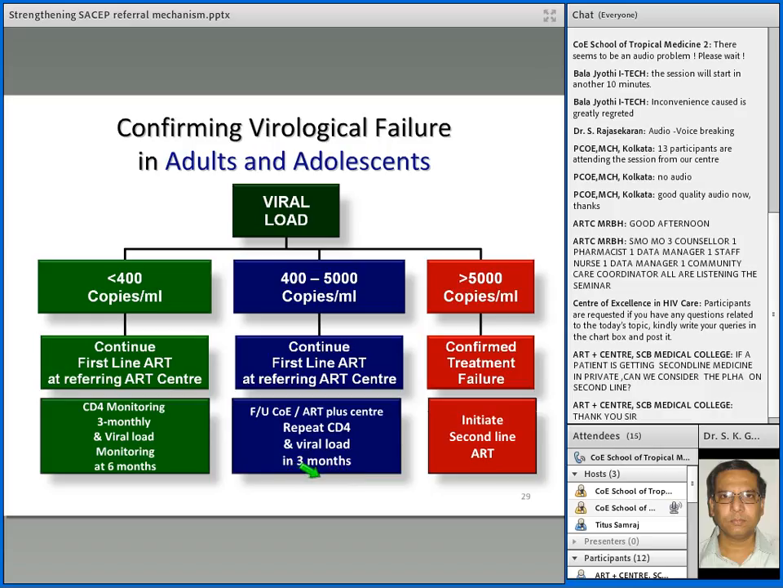So whenever such patients go back to your center, please ensure the patients who have come back from SACEP would be required to go for a repeat viral load testing either at 3 months depending on viral load values, or at 6 months if the viral load is suppressed.